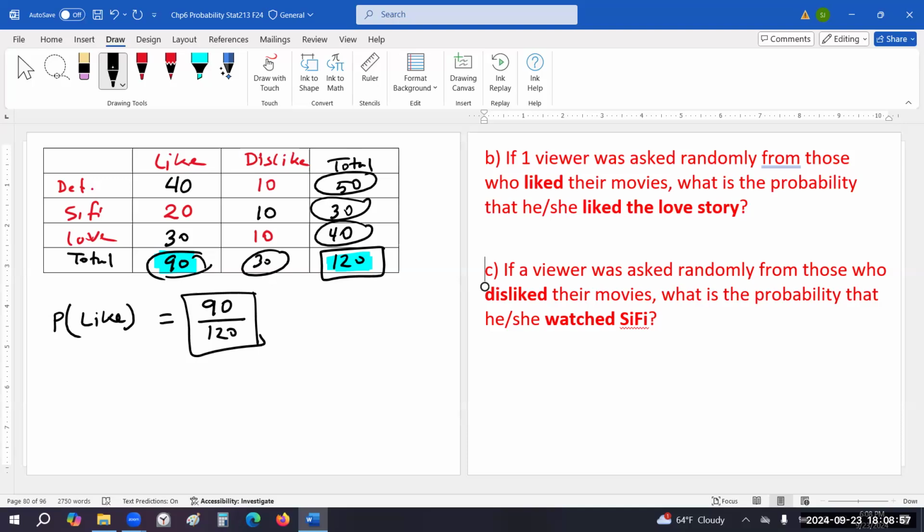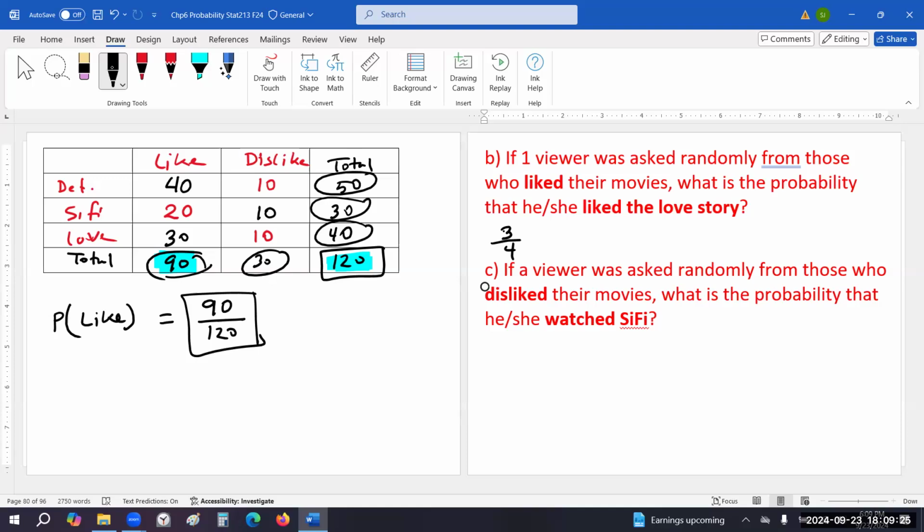Okay, Crystal Gala. B. What out of what? 3 out of 4? Let's see. One viewer was asked randomly from the people who liked movies. What's the probability that they like love story?